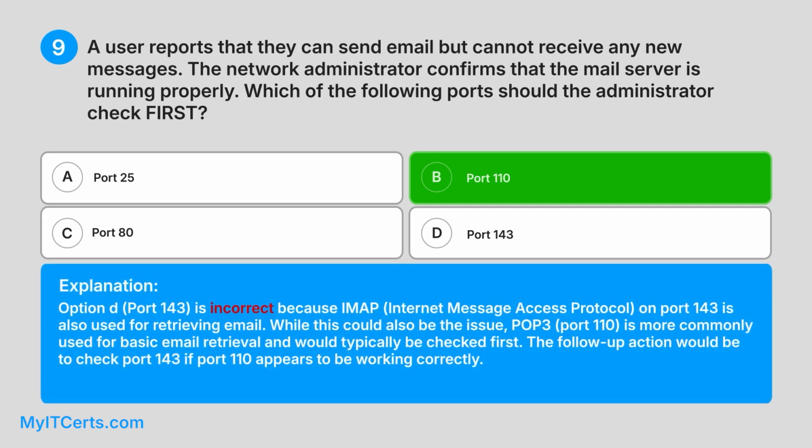Option D, port 143, is incorrect because IMAP, Internet Message Access Protocol, on port 143 is also used for retrieving email. While this could also be the issue, POP3, port 110, is more commonly used for basic email retrieval and would typically be checked first. The follow-up action would be to check port 143 if port 110 appears to be working correctly.